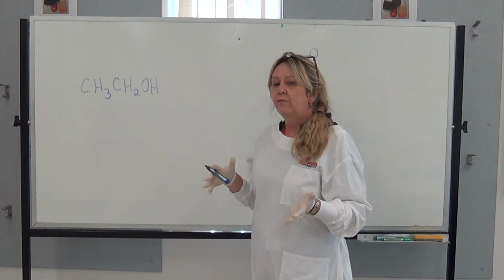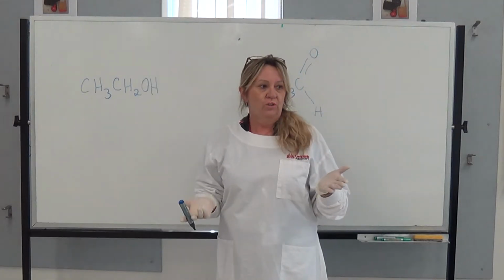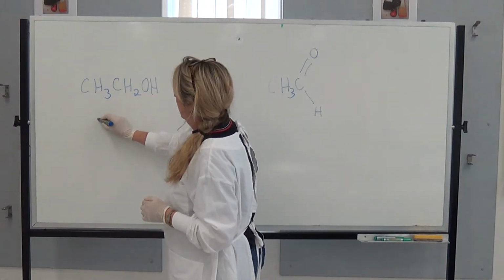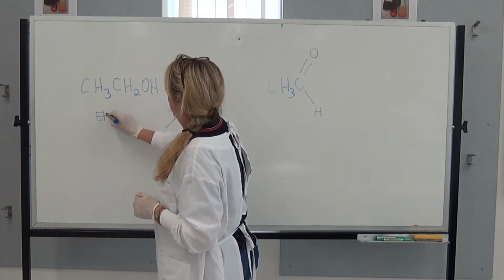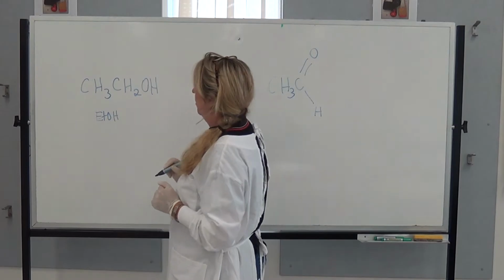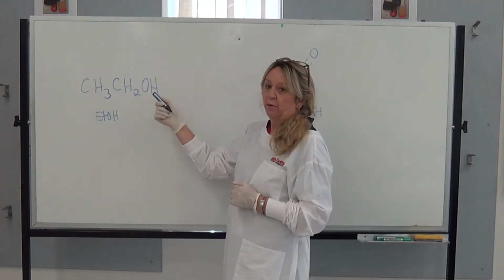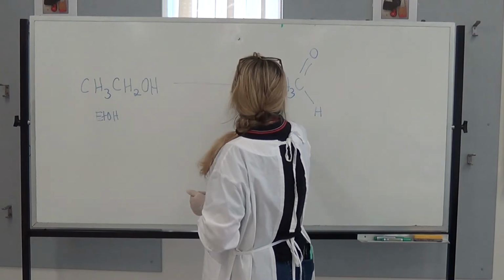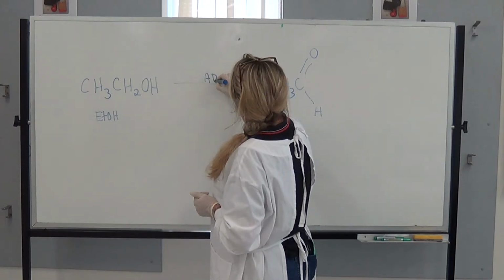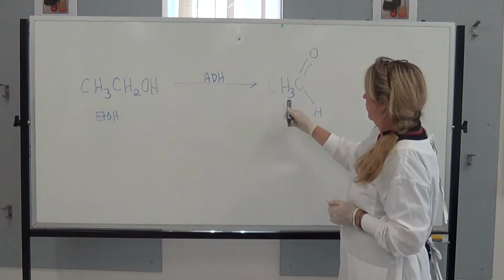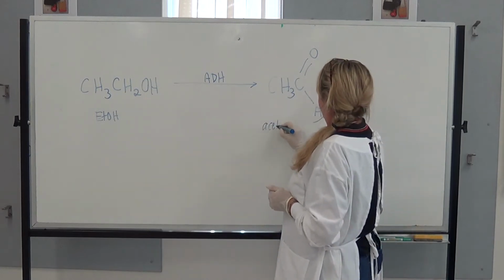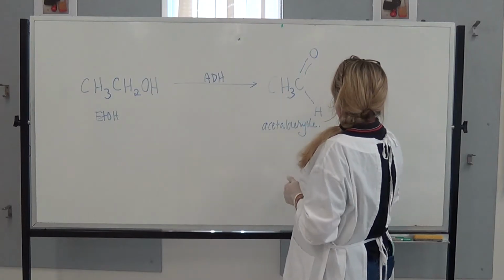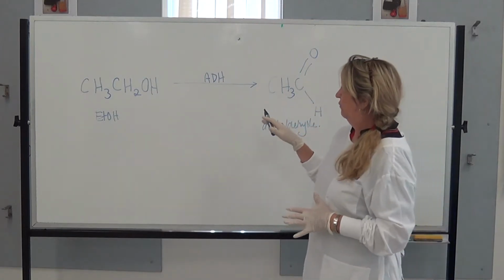Alright, so now we're going to have a look at the reaction that we're going to use in our laboratory. So here we're looking at ethanol, which we know is one of our first alcohols that we're going to look at, CH3CH2OH. And when we metabolize that using our enzyme ADH, it turns into acetaldehyde. Okay, so this is what it does when it converts.